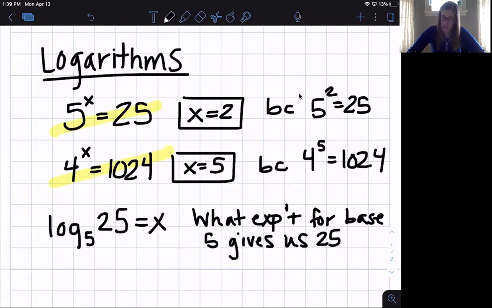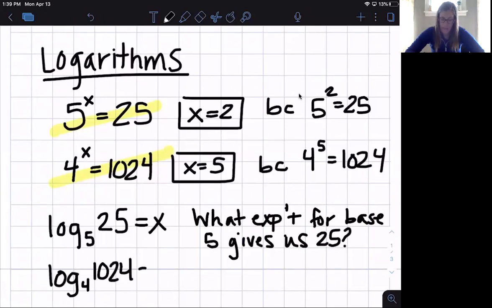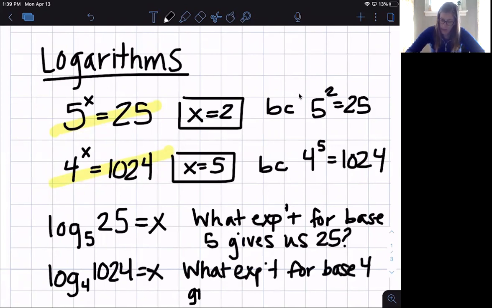So 25 is the answer, and the base is this subscripted number, meaning it's below the regular line of text, kind of like underneath the line of text. So the subscripted number is the base. Or for 4 to the x equals 1024, we can say log base 4 of 1024 equals x. And this is saying what exponent for base 4 gives us 1024.